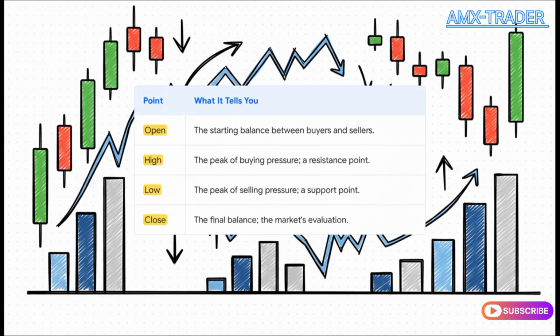Every single candle gives you 4 crucial pieces of information. The open, that's the starting line. The high is the peak of optimism in that period. The low is the peak of pessimism. And the close is the final verdict. It's the market's ultimate evaluation. And honestly, a lot of traders think it's the most important price of all.